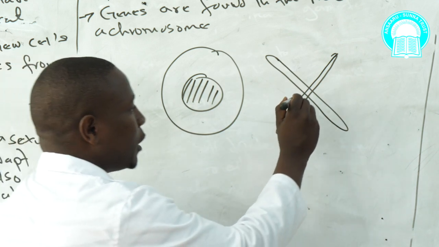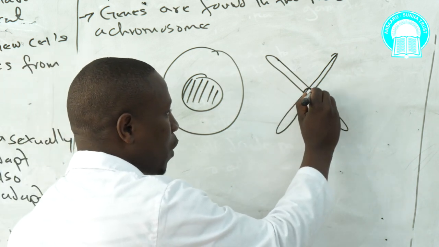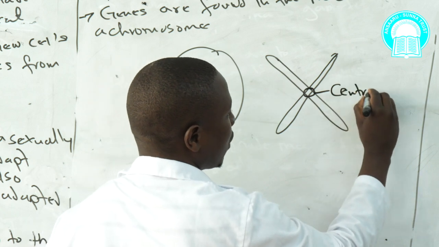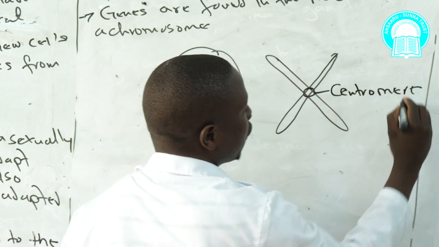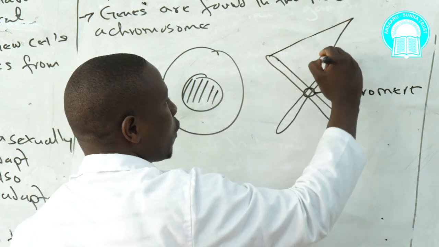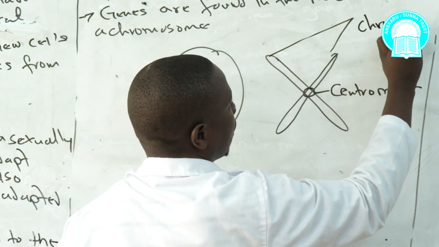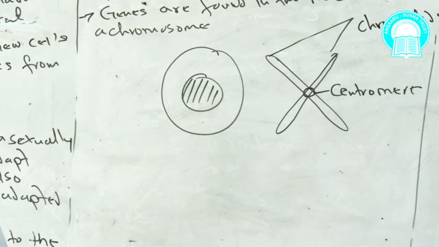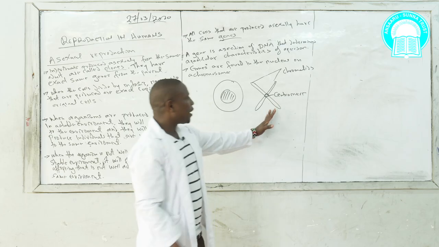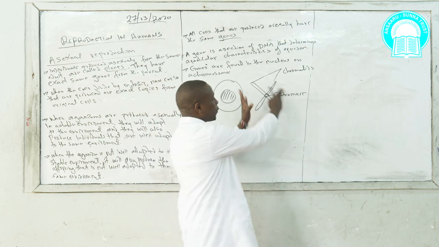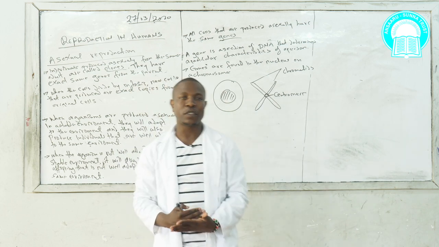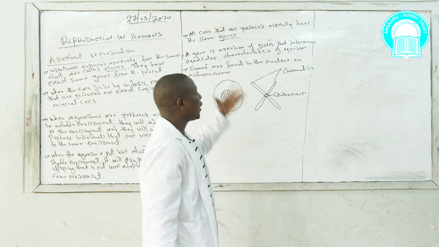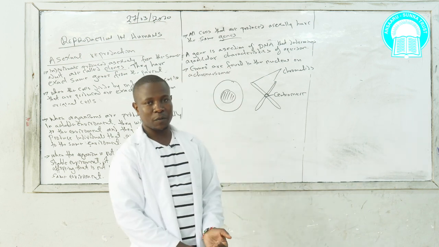So at the center is called what? Centromere. And these ones are called chromatids. So you can see, this is the chromosome. This chromosome is the one that carries genes. And what are the functions of genes? They are the things that determine the character of a person.